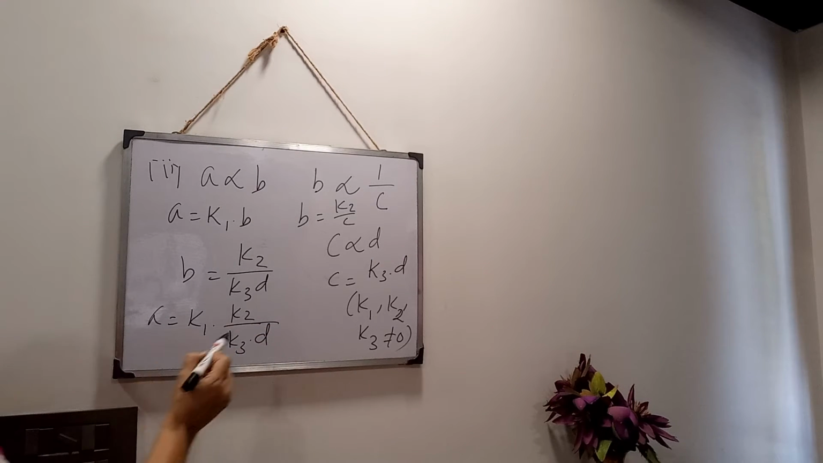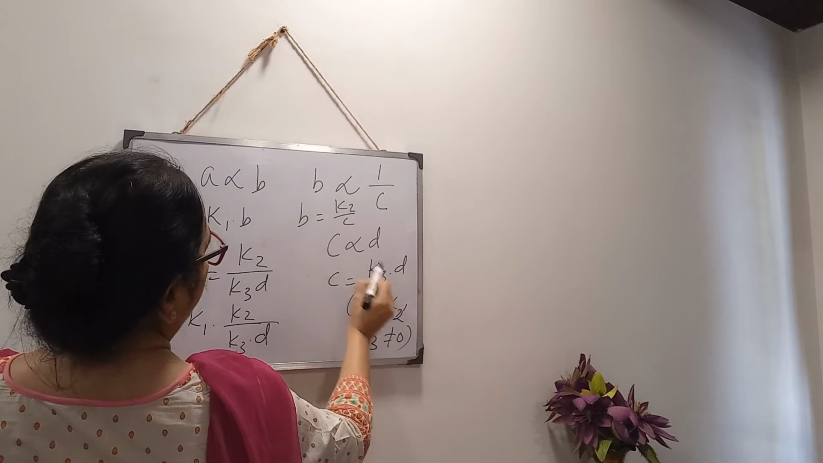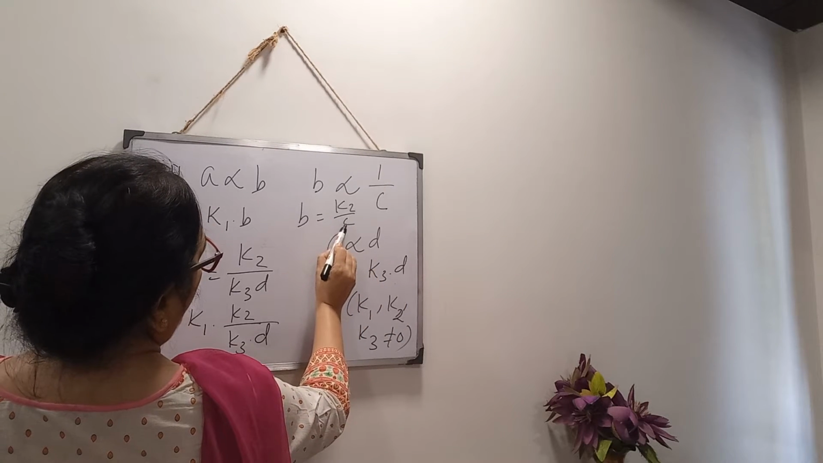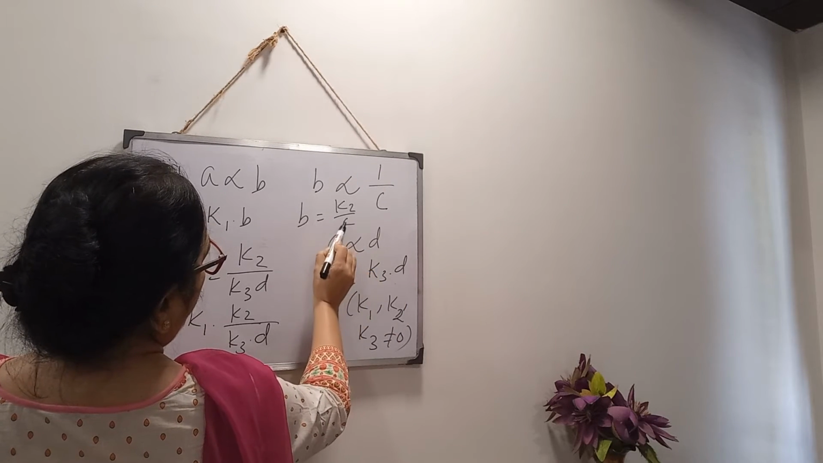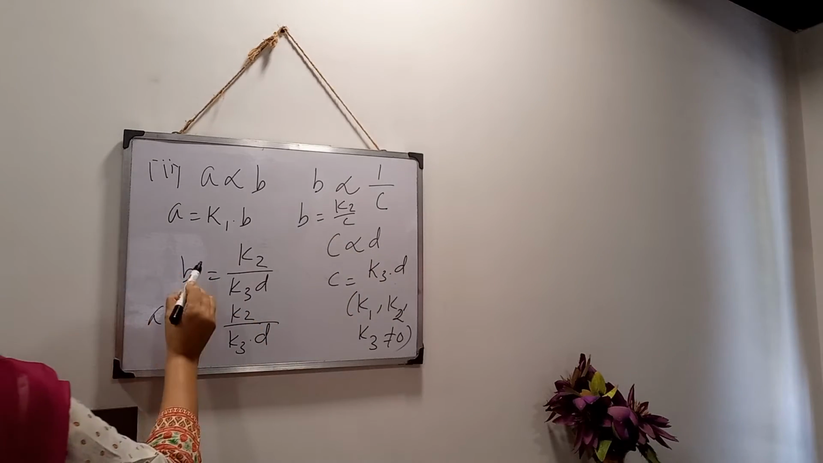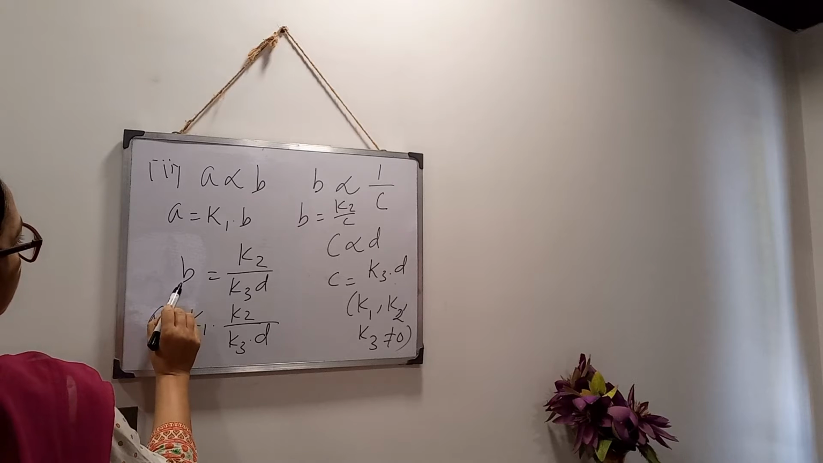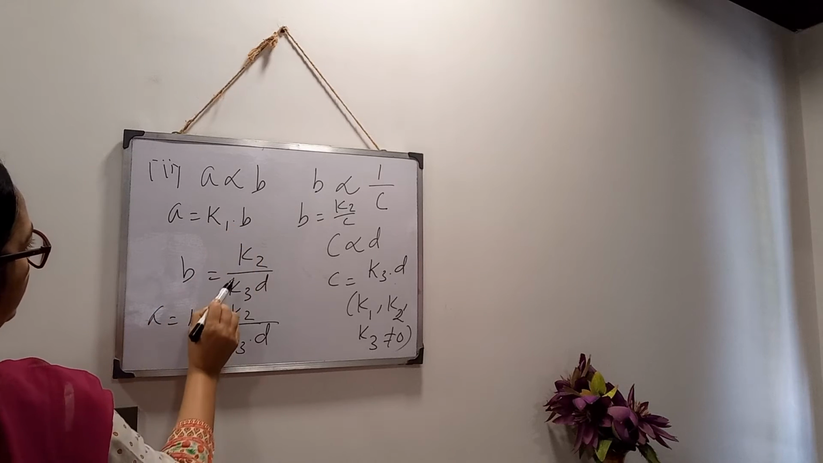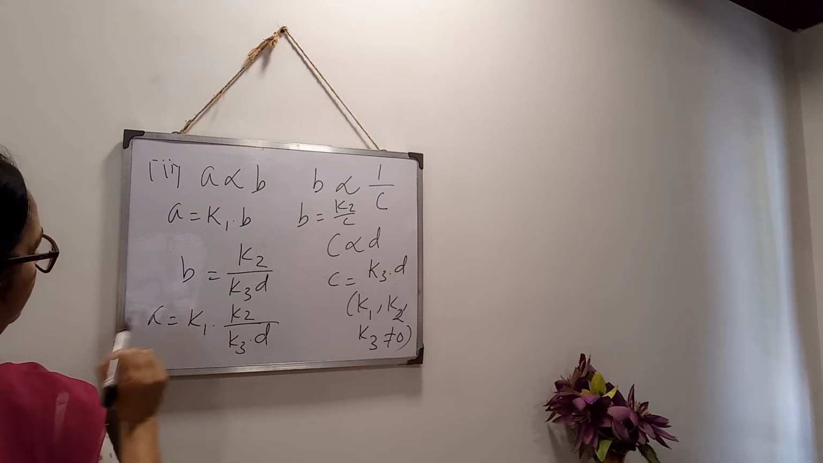Clear? What have I done first? We have C equals K3 into D. In place of C in B, I have written K3 into D. Now in K1 into B, in place of B I have written K2 by K3 D.